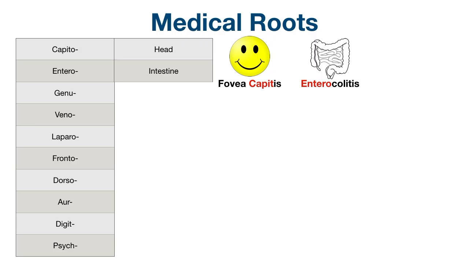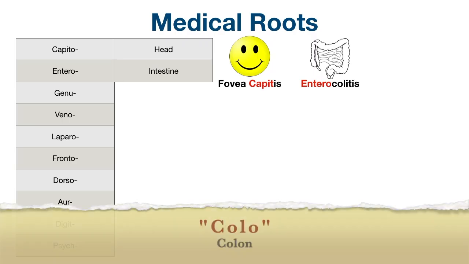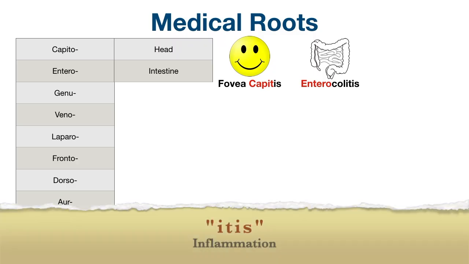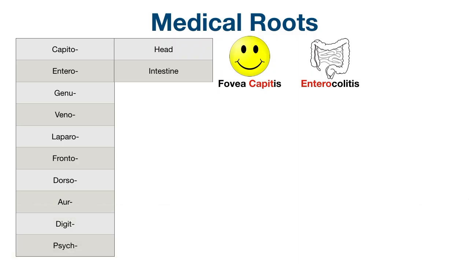Next we have entero, which refers to the intestines. A good example would be enterocolitis. We know from the previous video on root words that colo refers to the colon. We've also mentioned in the past that itis is a suffix that means inflammation. So enterocolitis is inflammation of both the small intestine and colon.